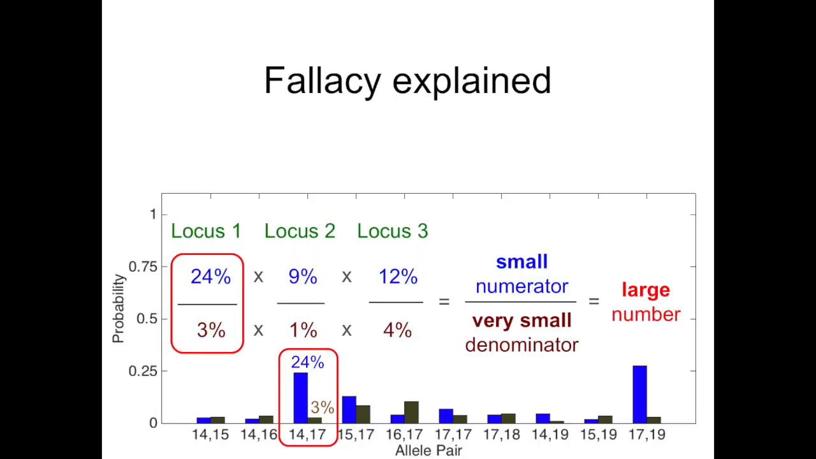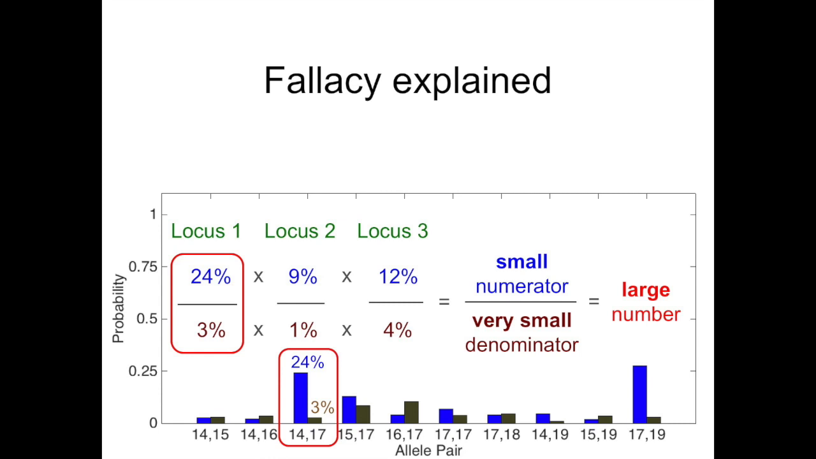Here is the fallacy. The match statistic is a ratio. The defense is totally ignoring the denominator. Multiplying the numbers, shown in blue, 24% times 9% times 12% and so on, will produce a small numerator, like 1 in a billion. But the rarity, the chance of a coincidence, shown in brown, is 3% times 1% times 4% and so on. This product gives a very small denominator, like 1 in a billion billion. And 1 in a billion divided by 1 in a billion billion is a billion. That is, small divided by very small is big.